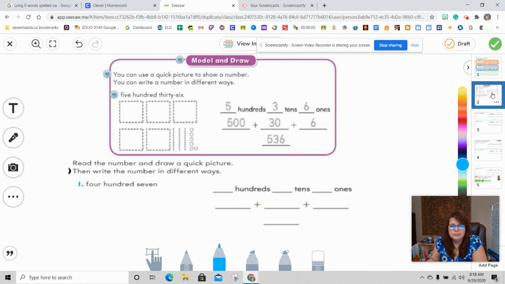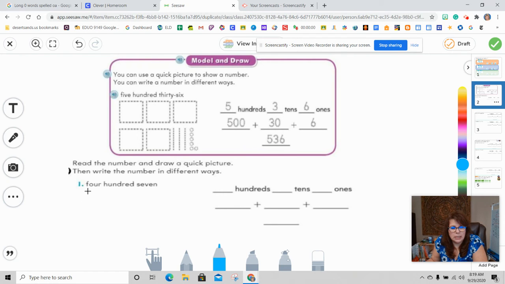Okay, let's move on. So basically what we're doing is different forms of numbers. That means different ways to write a number. So we have it in word form. We have it in picture form. We have number and word. And then expanded form. And then, of course, we have the standard form, which is just the number. So that's what we're going to do.